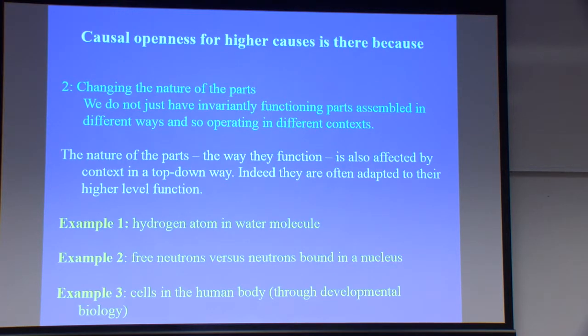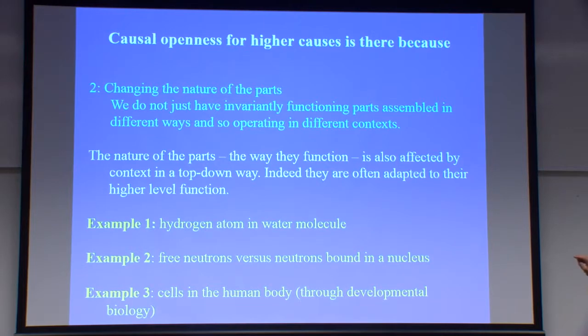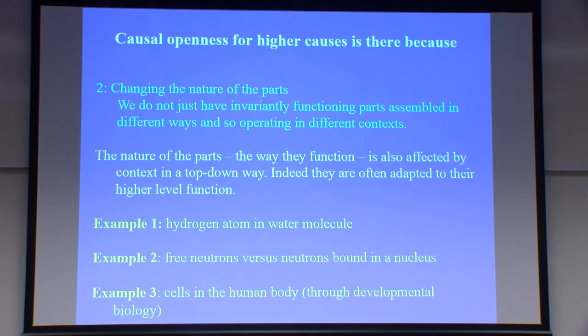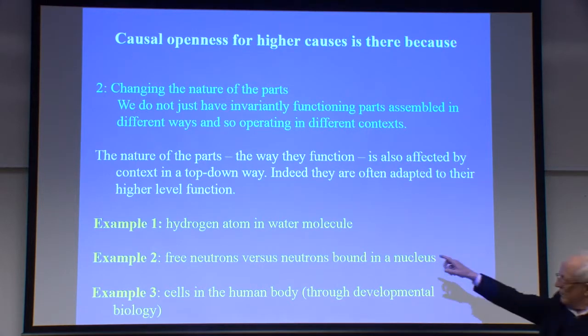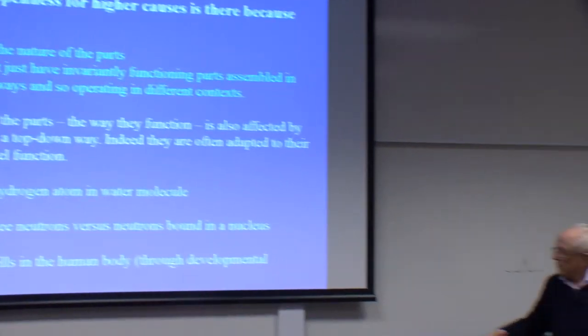Causal openness is there because the higher levels can often change the nature of the parts. We don't just have invariantly functioning parts assembled in different ways and so operating in different contexts. The nature of the parts, the way they function, is also affected by context in a top-down way. Indeed, the parts are often adapted to their higher-level functions. So a hydrogen atom in a water molecule is not the same as a free hydrogen atom. The very nature of the entity at the bottom has changed. So the model we've got, of rigid billiard balls bouncing into each other which are unaffected by the context, is not what often happens.